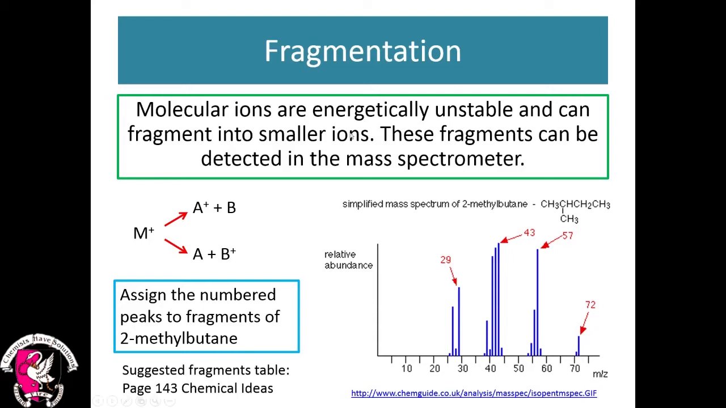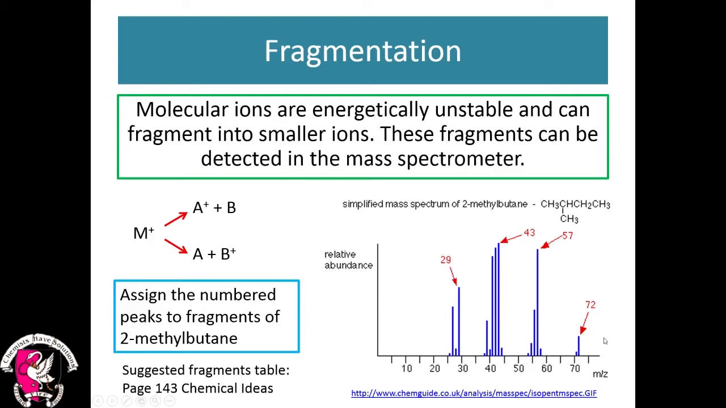So, for example, here, this M+ could split up into A+ and B. B wouldn't be detected whatsoever. The non-charged particles aren't detected, only the charged ones. So it could split up into A+ and B, but it could also split up into A and B+. So you would actually detect both, but you wouldn't detect them from the same splitting. It would be from different splitting.